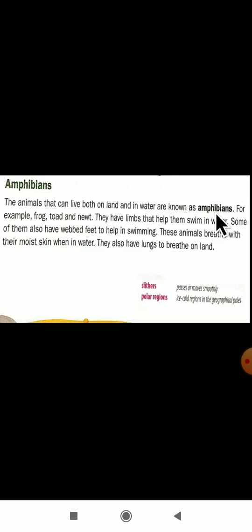What are amphibians, dear students? The animals that live both on land and in water are known as amphibians. For example, frog. Frog, you know? Yes, the frog will live in water and even on land also.